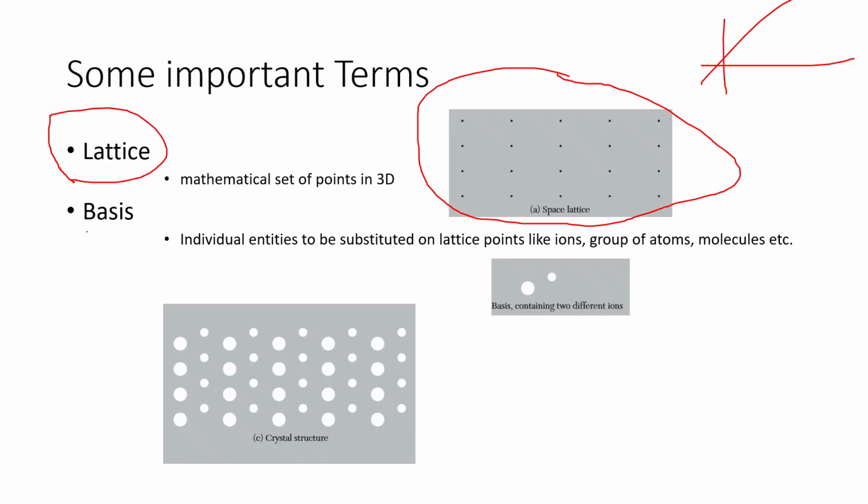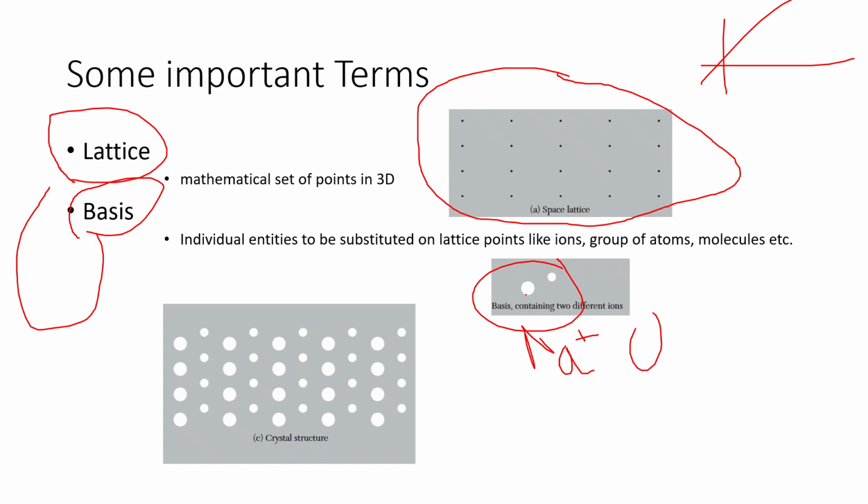And basis is nothing but the things that we are going to put at these lattice points. Like this can be a basic basis. It can be two ions, like in the case of NaCl, Na plus and Cl minus. I am again taking this table salt example. Na plus and Cl minus can be a basis. Now, this basis can be mapped onto each and every point.